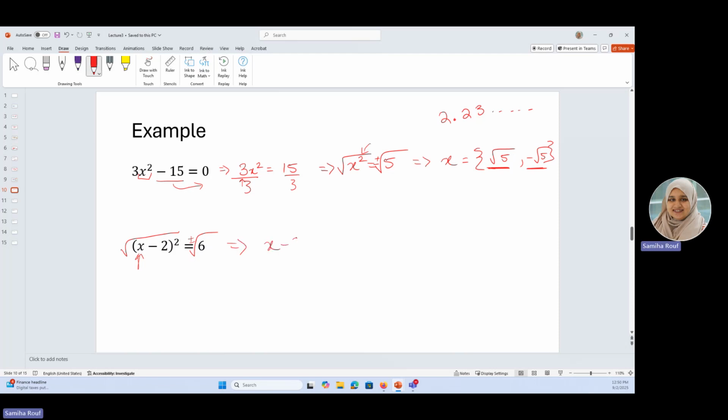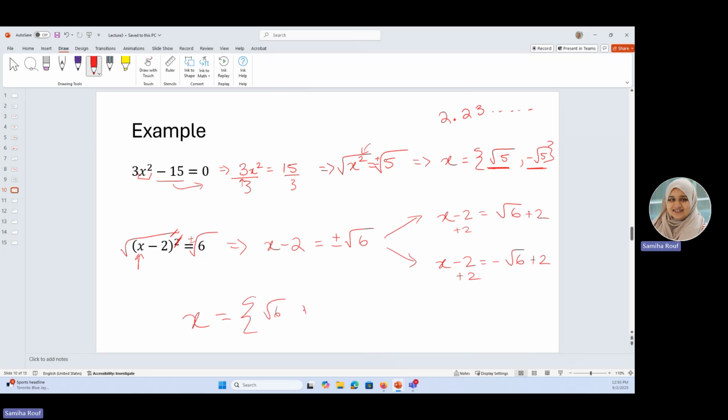So this gives me x minus 2, and the square root is going to get rid of this square, and I get plus or minus the square root of 6. So I'm going to write this as two separate equations. I have x minus 2 equal to square root of 6. And x minus 2 equal to negative square root of 6. Now, how do I find x? I just add 2 on both sides. So this tells me I have 2 solutions for x.